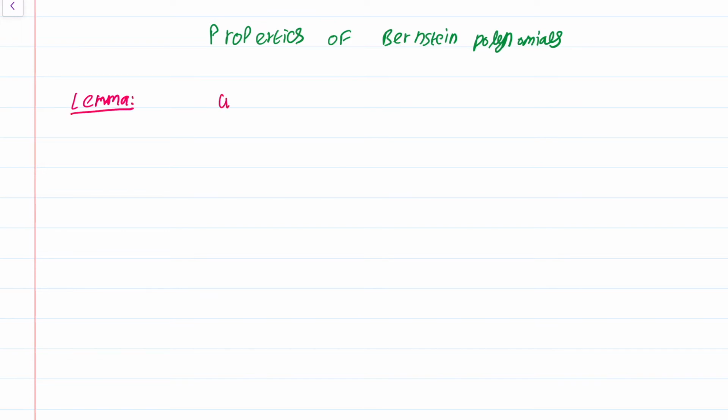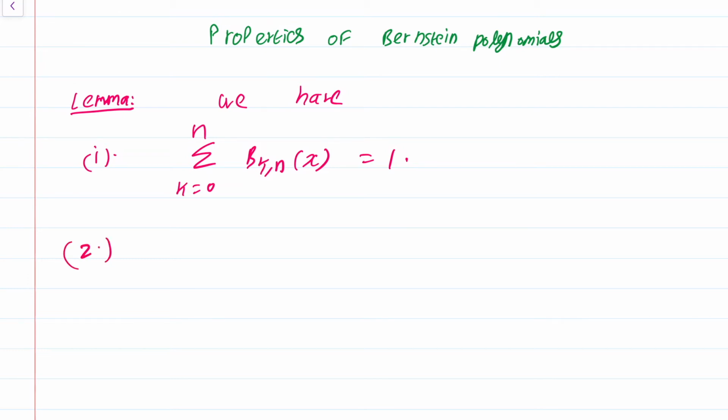We have, number 1, summation k equals 0 to n of b_{k,n}(x) equals 1. We have already seen a proof of this basic property. Number 2, summation k equals 0 to n of k b_{k,n}(x) is nothing but nx.